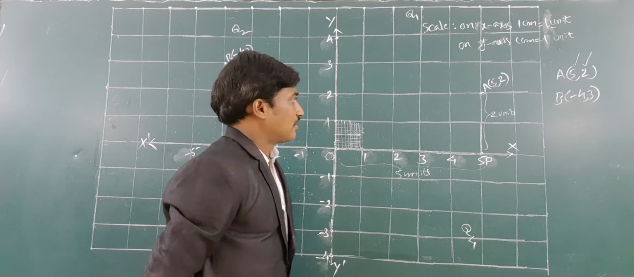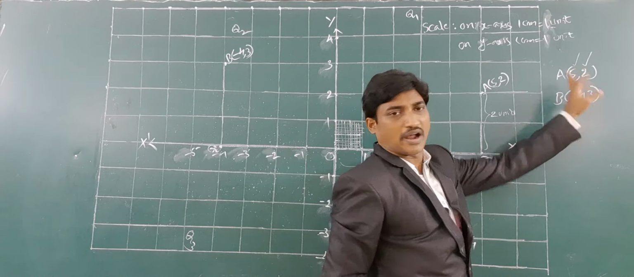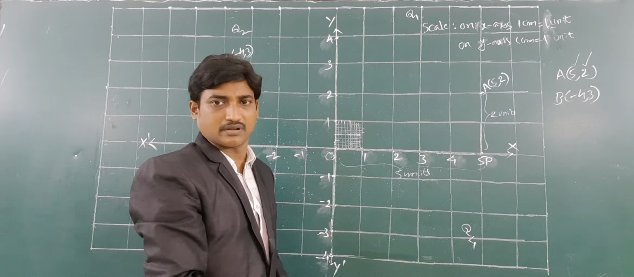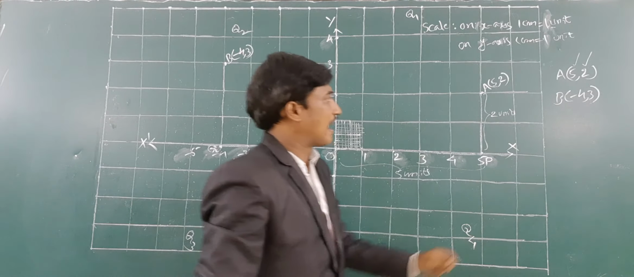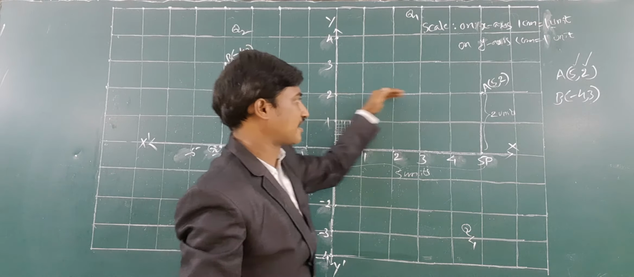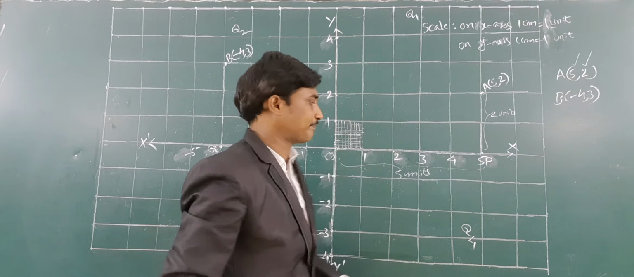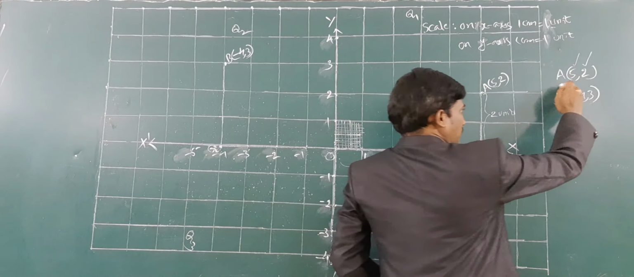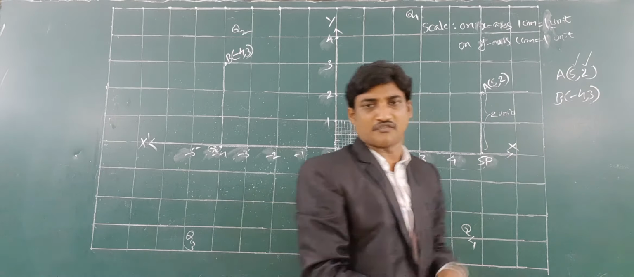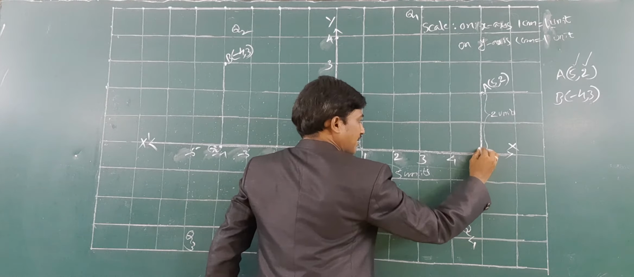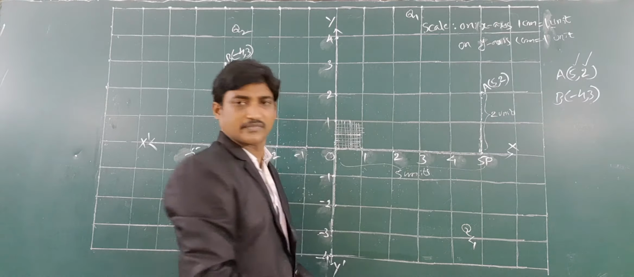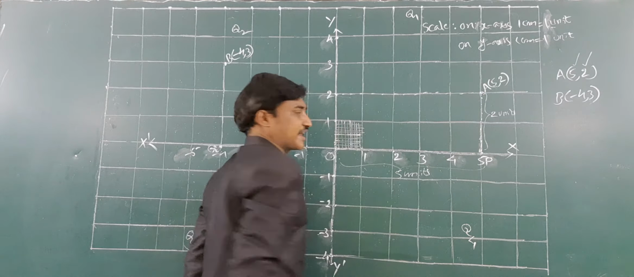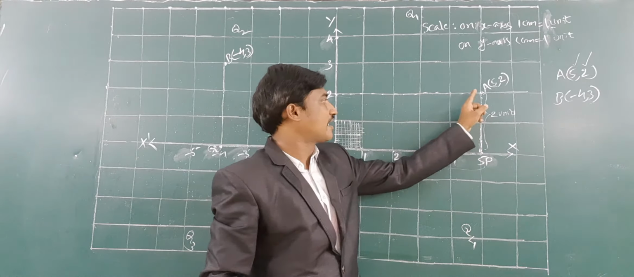Otherwise, to mark the point (5, 2), at 5 draw a vertical line, and at 2 on the y-axis draw a horizontal line. The point where those two lines intersect is A(5, 2). Name the intersecting point of this vertical line and horizontal line as A.